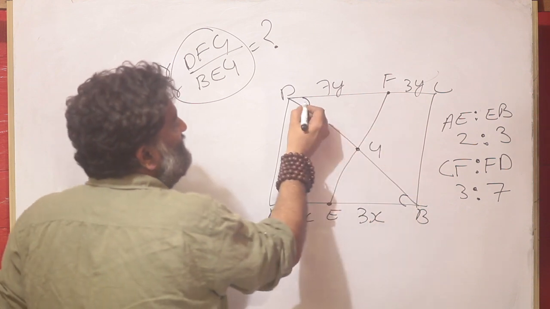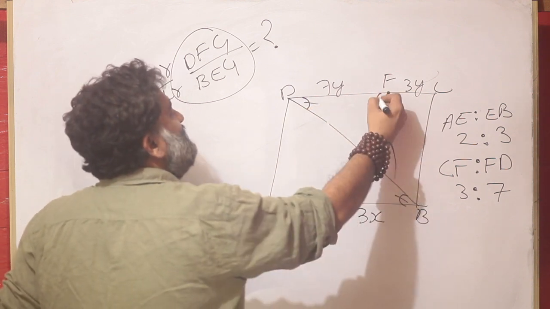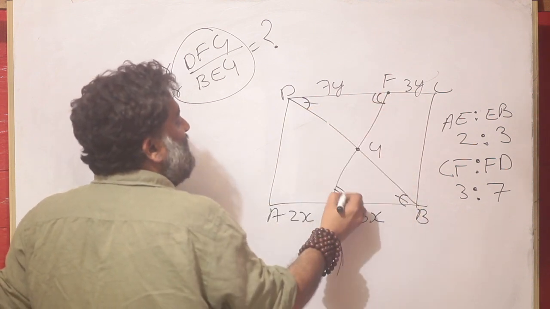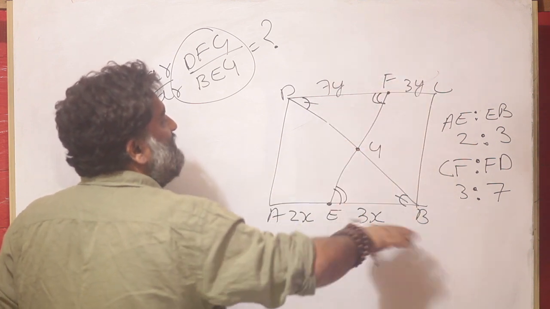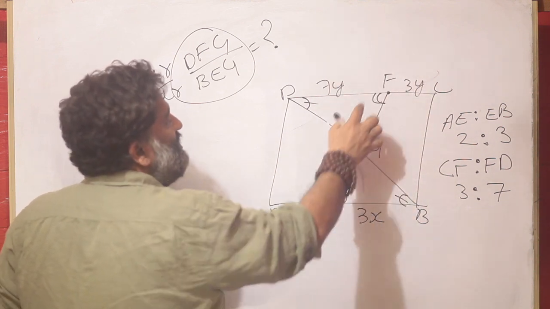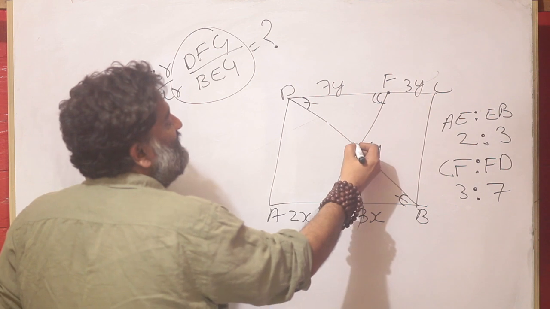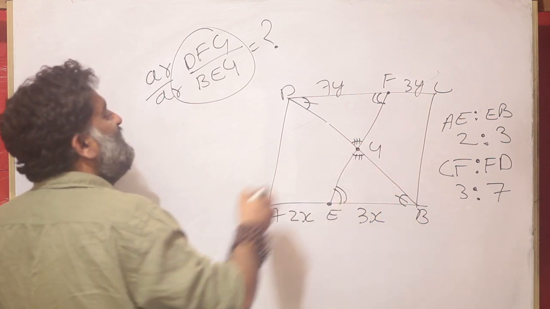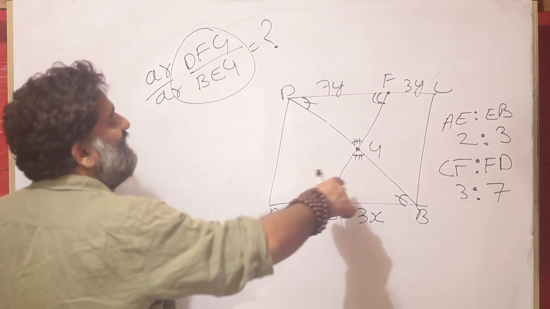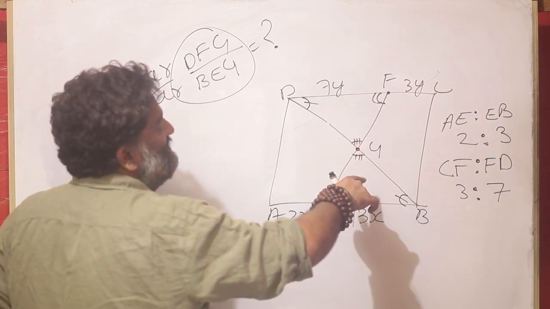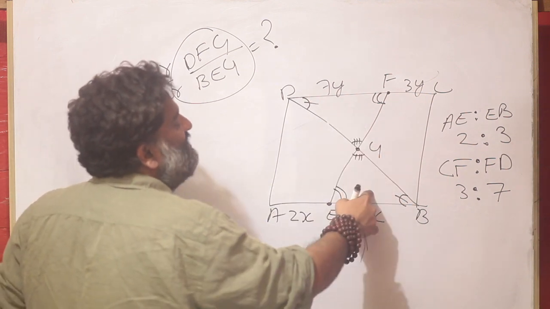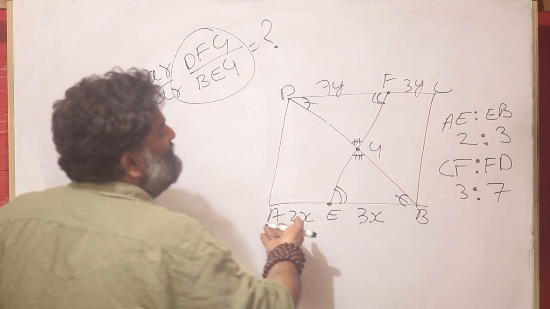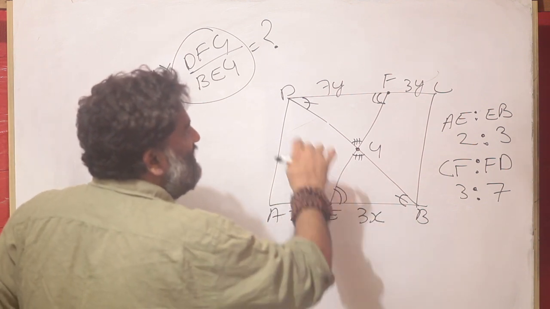Using the same logic, let me mark it so. This angle is equal to this angle. Same logic, two parallel lines, transversal happening. So this angle is equal to this angle. These are vertically opposite angles anyway, so these two angles are equal to each other. That means all three angles are equal to each other. That means this triangle is similar to this triangle. That means my only challenge is now finding the corresponding terms.